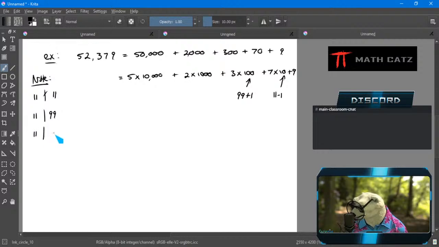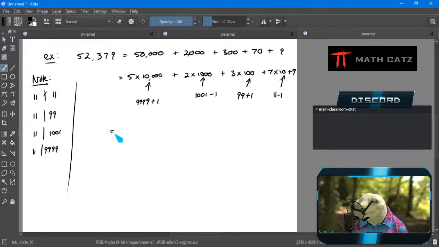When it comes to the 1,000, 11 doesn't like 999, unfortunately. But it does like 1,001. So for this one, I'm going to go 1,001 minus 1. And for 10,000, I realize that 11 likes 9,999, so I can go that plus 1. All right, so now let's do that. 5 times 9,999 plus 1.